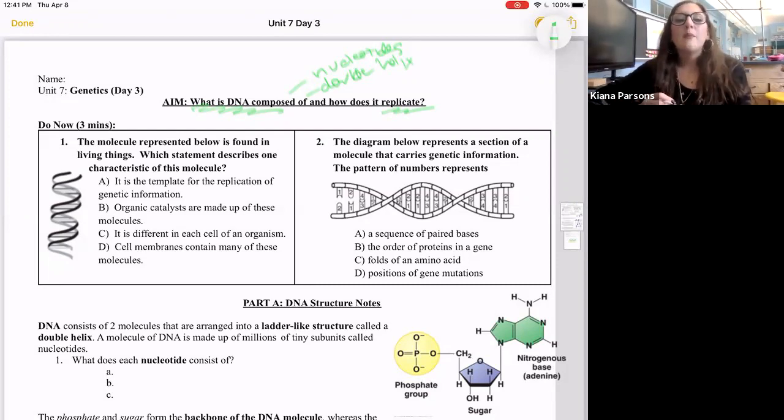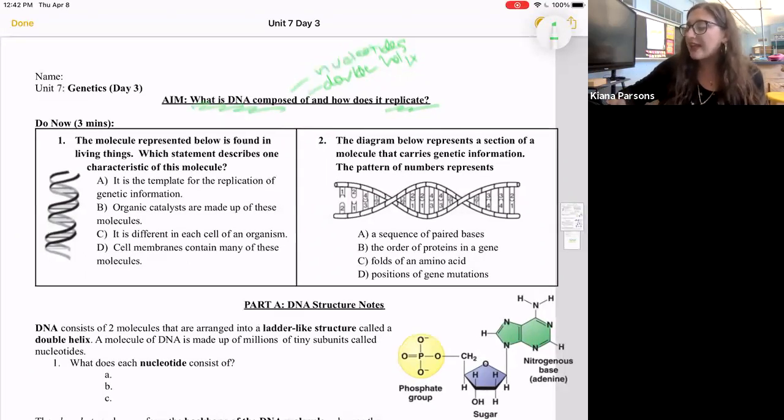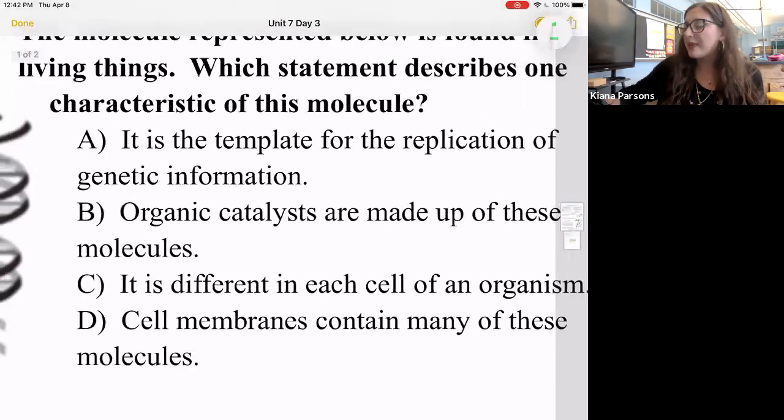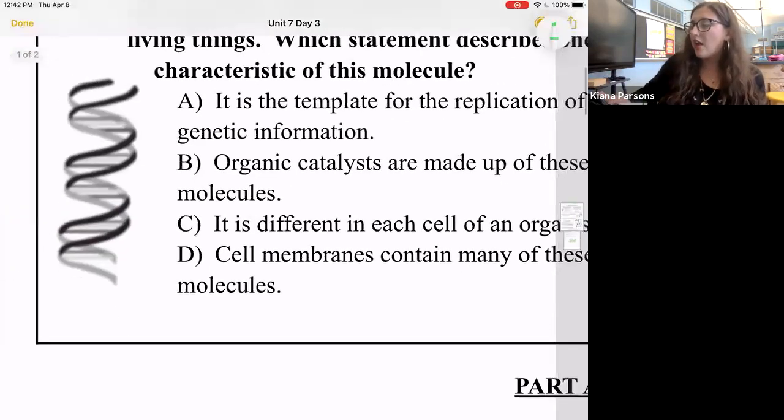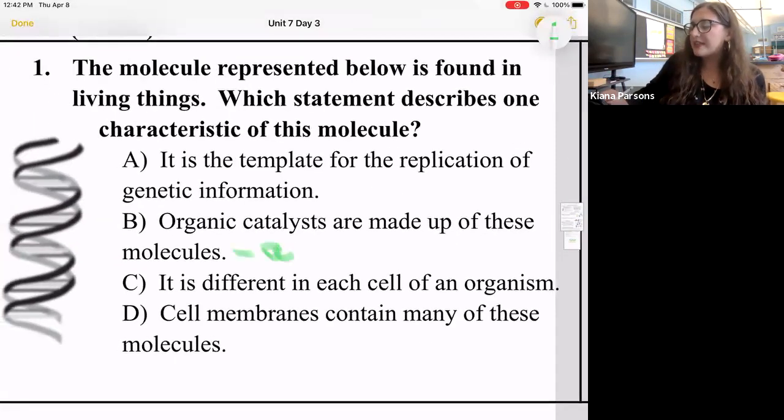Question 1. The molecule represented below is found in living things. Which statement describes one characteristic of this molecule? So is it the template for replication of genetic information? Is it organic catalysts are made up of these molecules? And hopefully we remember that organic catalysts, enzymes, are made up of amino acids because they are proteins. So it is not that.